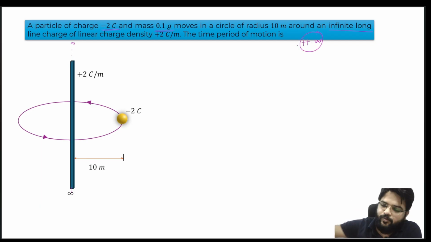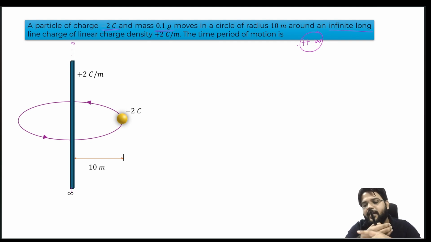So when it is moving in a circle around this wire, then we have centrifugal force, correct? And we have electrostatic force also, because between this wire and this negative charge q we have an attraction force, and the centrifugal force is acting radially outward. So this is the hint for you for this question, everyone. Use this hint and solve this question. This is our homework question, everyone, do it yourself.